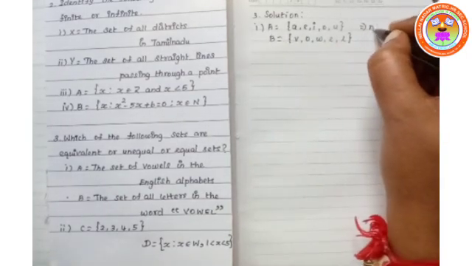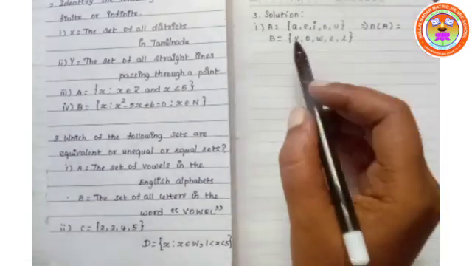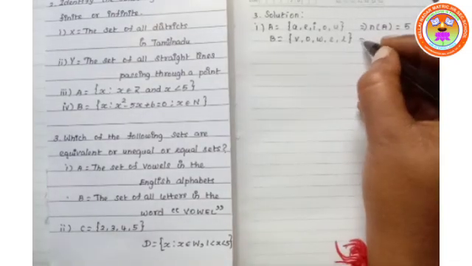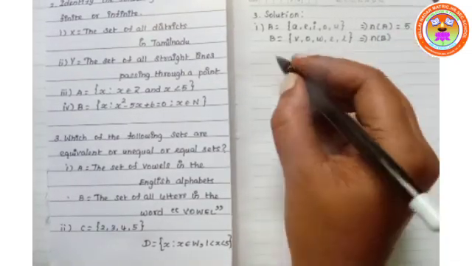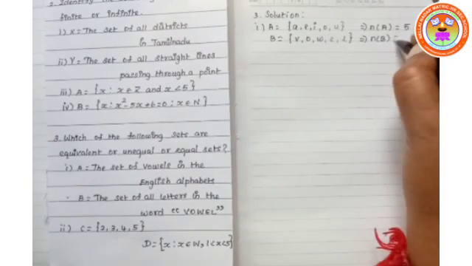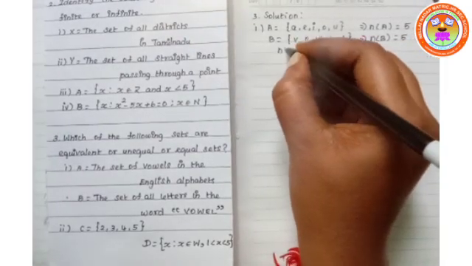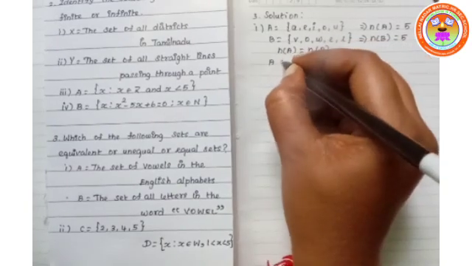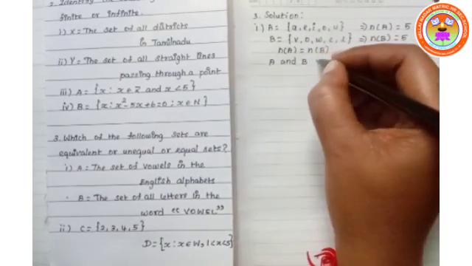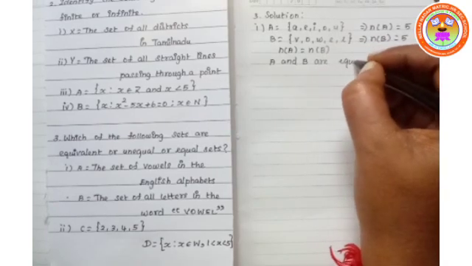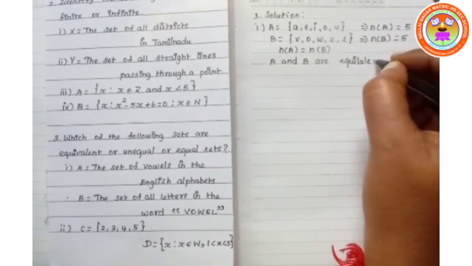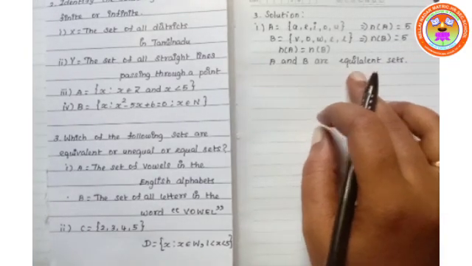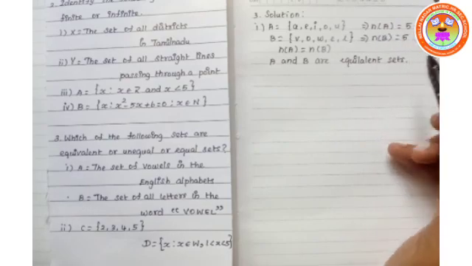Now n of A, the number of elements in the set A: 1, 2, 3, 4, 5. So n of A is equal to 5. Then n of B: 1, 2, 3, 4, 5. So n of B is equal to 5. So n of A is equal to n of B. Therefore, A and B are equivalent sets. When we say two sets are equivalent, the number of elements are equal.